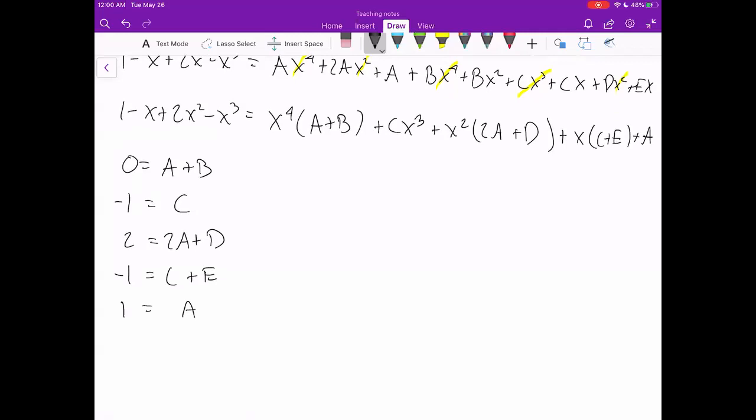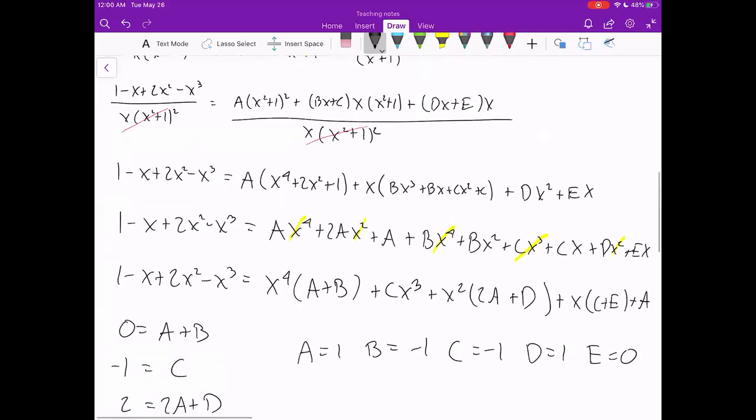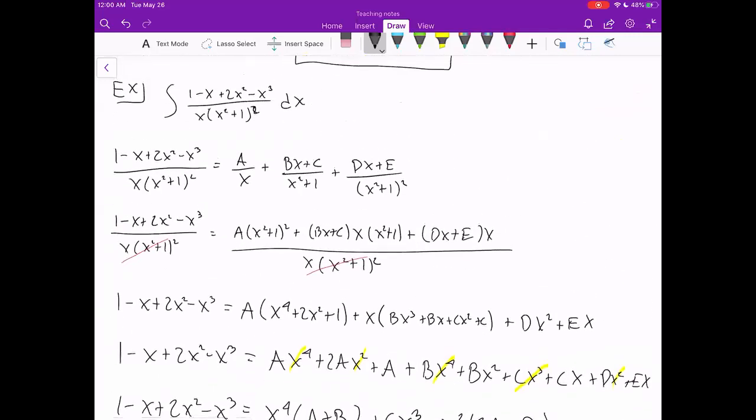Okay, so this is where I say, you guys get to do this. I don't think this one is too hard. But when you do this, you're going to get the solutions a equals 1, b is equal to -1, c is equal to -1, d is equal to 1, and e is equal to 0, it looks like. That's great. So now we can take all these terms and plug them back in.